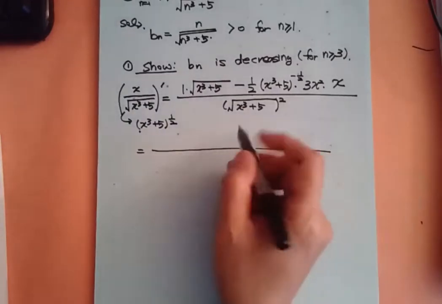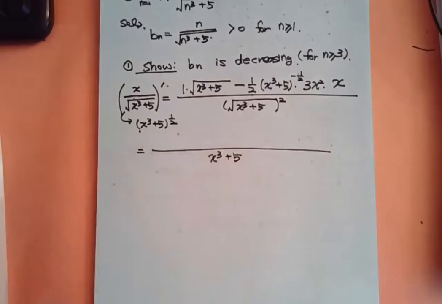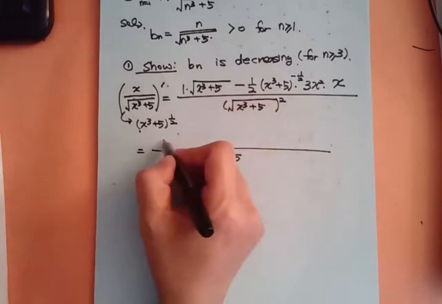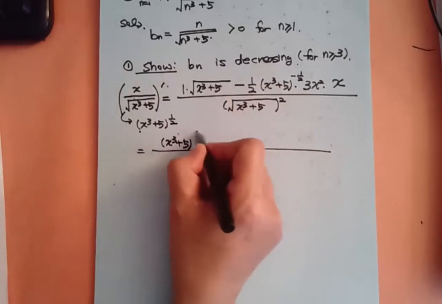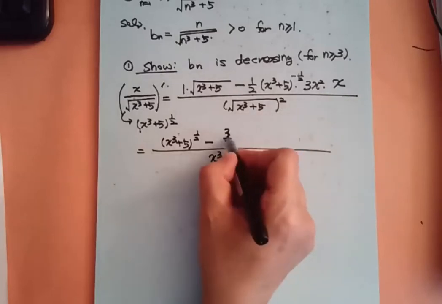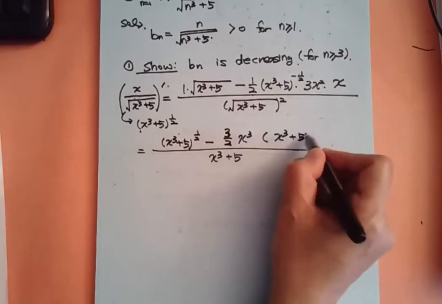In this case, the denominator, this one squared, is x cubed plus 5. So what we want to do is express this one as a power form: x cubed plus 5 to the 1 half power. Differentiating, we get 1 over 2 times 3 x squared, and so x plus x cubed times x cubed plus 5 to the negative 1 over 2.